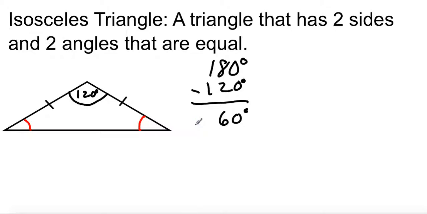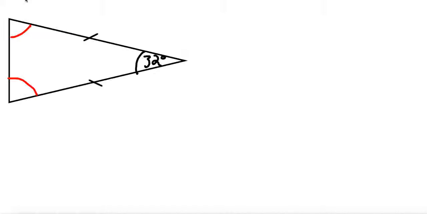So in order to find out what the measure of each angle is, I have to take 60 degrees and divide that by 2, because we're sharing these degrees between these two angles. And I'll see that each one of these angles is 30 degrees. And I can also check my work by seeing if 30 plus 30 plus 120 is 180, and it is. So I do know that I have a correct angle measurement.